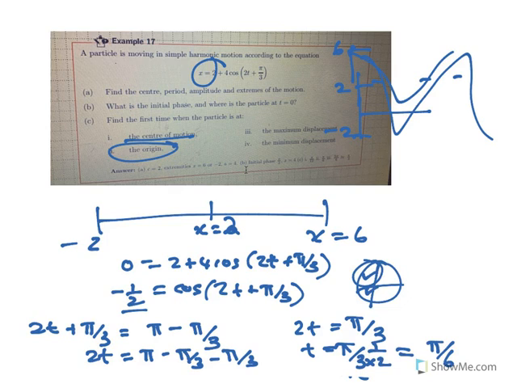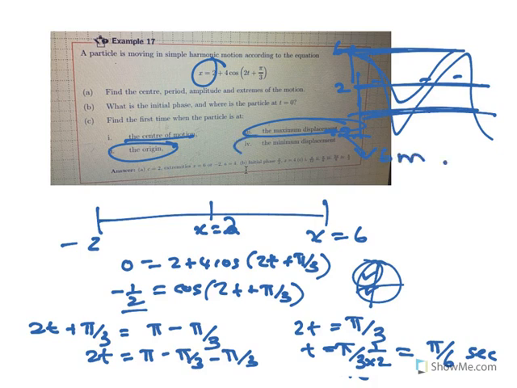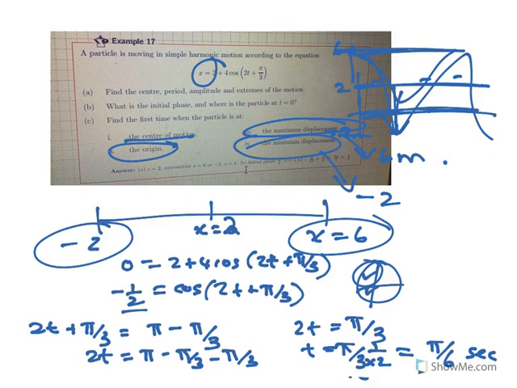So that's going to be pi on 6 seconds. That's when it's first at the origin. What is its maximum displacement? The maximum displacement is the furthest it is from the origin. So the maximum displacement is actually 6 metres, and the minimum displacement is the furthest away on the other side, which is going to be at minus 2, because it goes between 6 and minus 2.